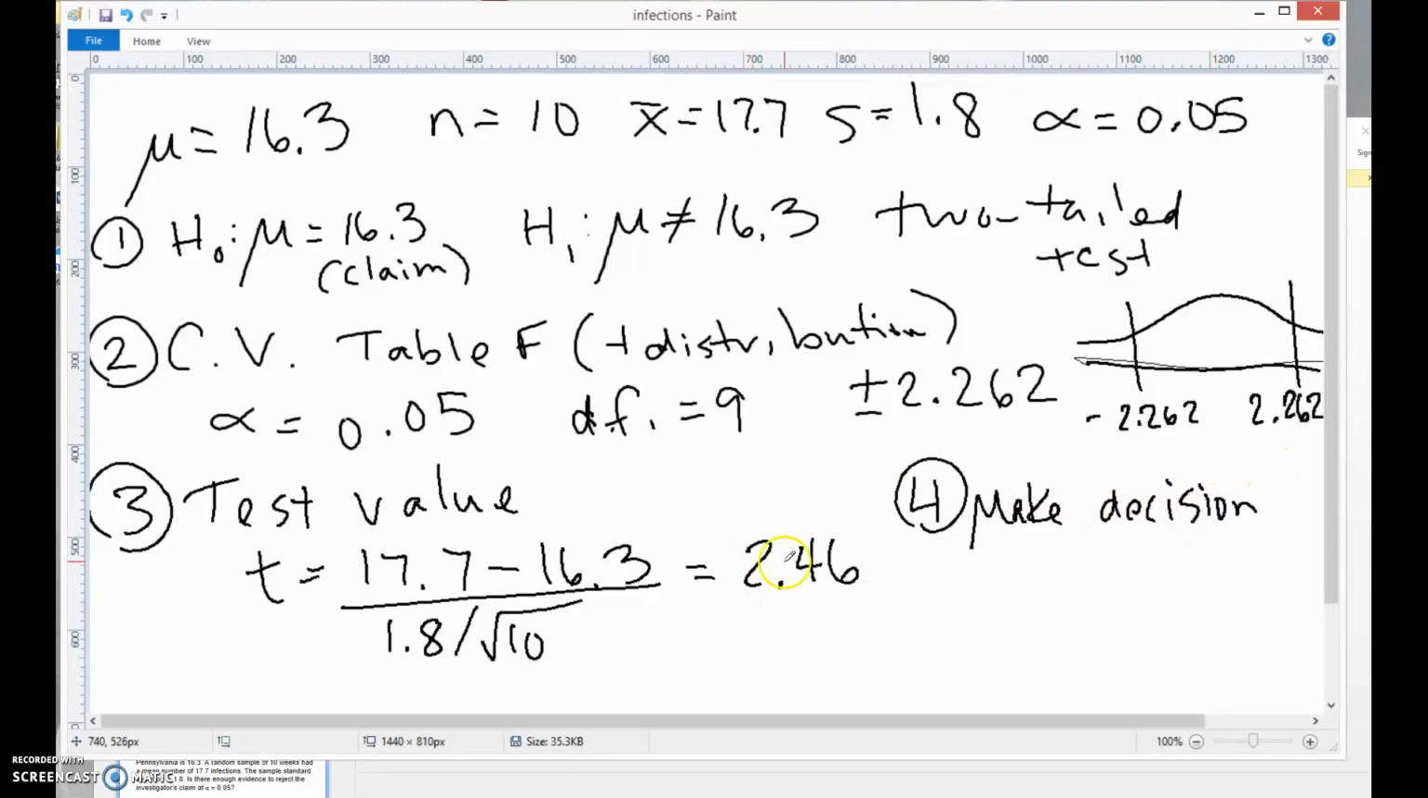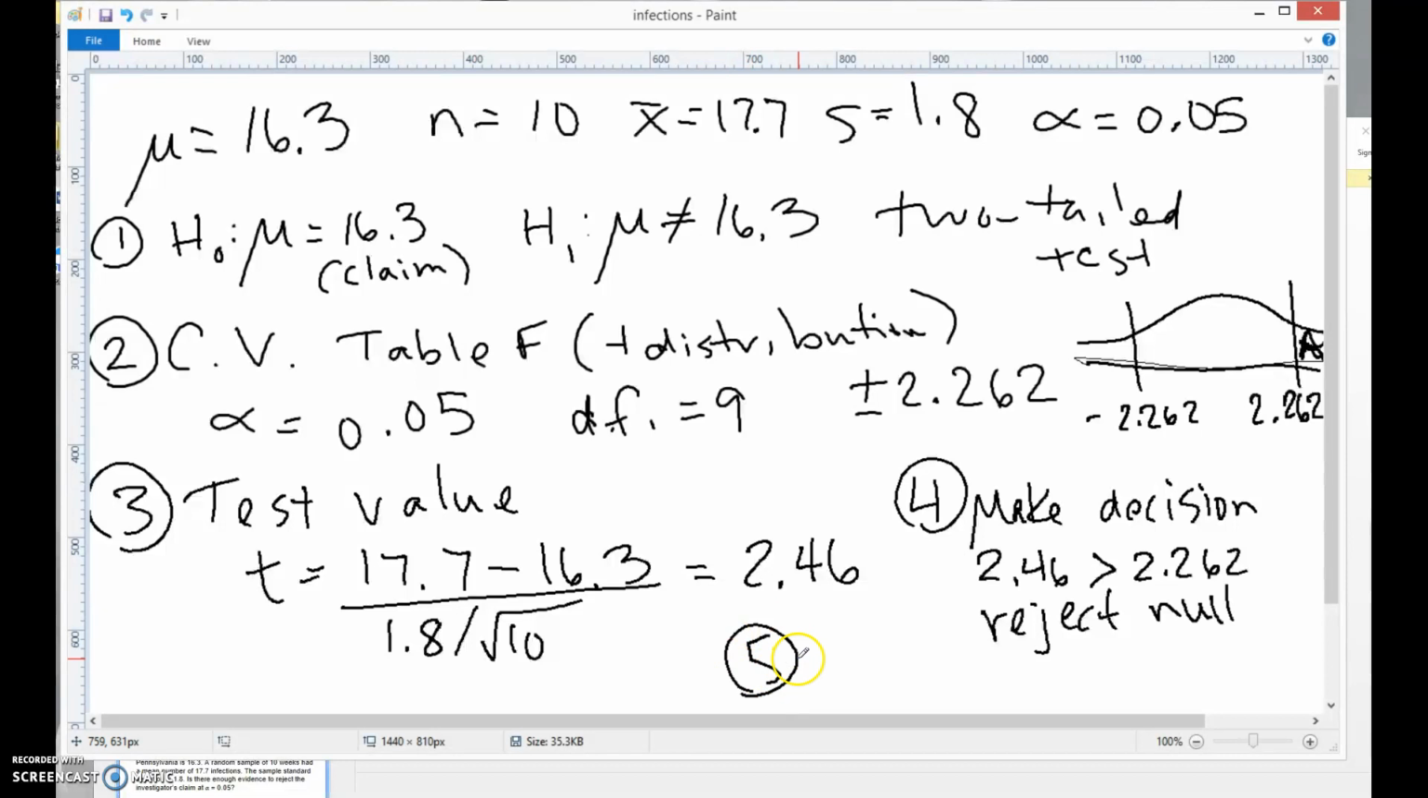Okay, so this is my test value. That's where my sampling is coming from. I look at my values. If 2.46 is greater than 2.262, it is in that critical region. Because it's in the critical region, we are going to reject the null. Okay, since we're rejecting the null, that means that our summary is saying there is enough evidence.